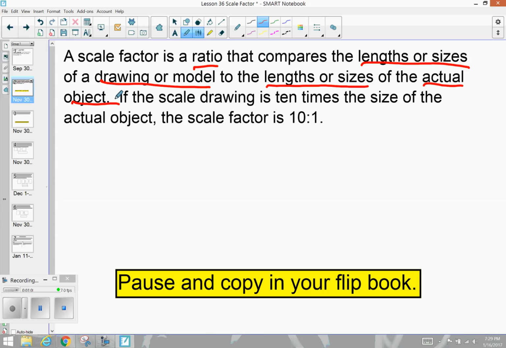If the scale drawing is 10 times the size of the actual object, the scale factor is 10 to 1. So if we make a model of it and we now want to go build it, and it's going to be 10 to 1, that means our actual object is going to be 10 times bigger than what we drew it to be. Go ahead, pause the video, and copy this into your flipbook under scale factor.